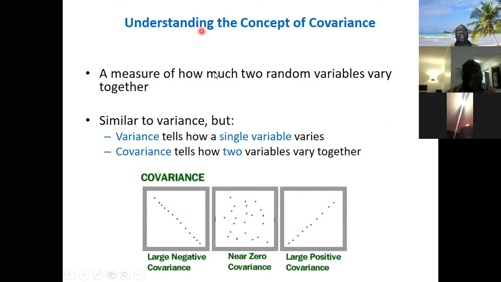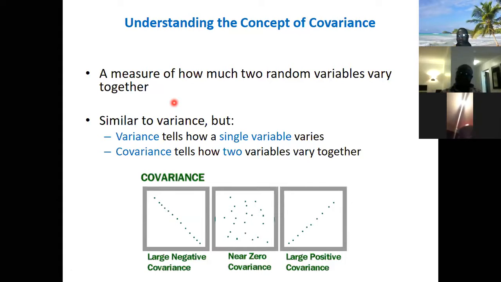For you to understand the origin of correlation per se, how it came about, you must understand the concept of covariance. You get to know that correlation actually came from covariance. Covariance is a measure of how much two random variables vary together. That is, as one changes, how much does the other change? It's quite different from variance, but it's similar also.